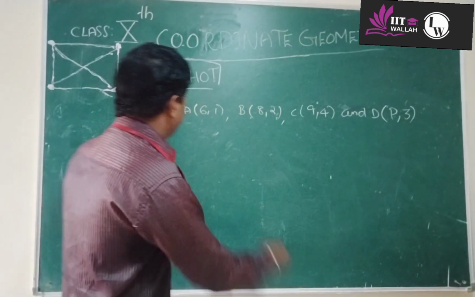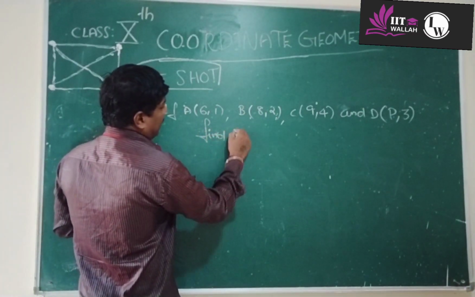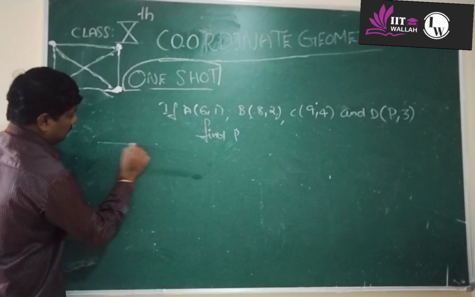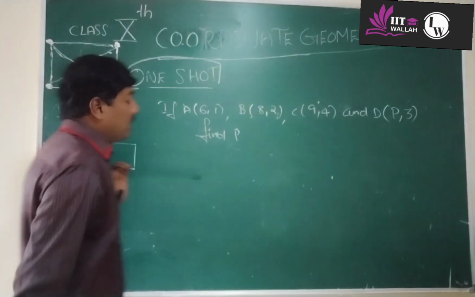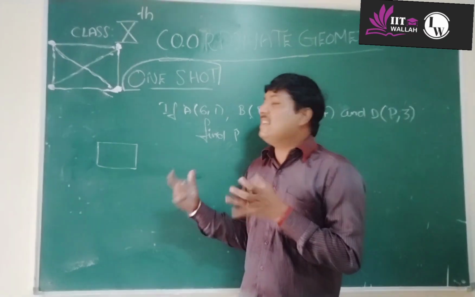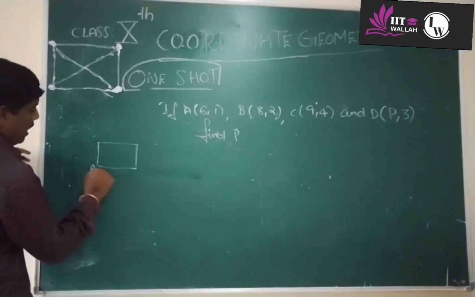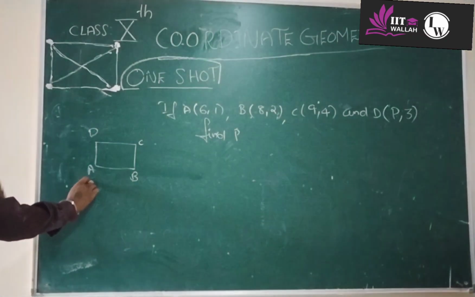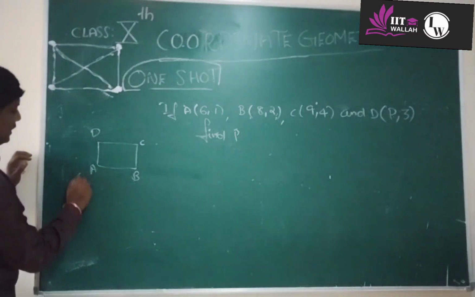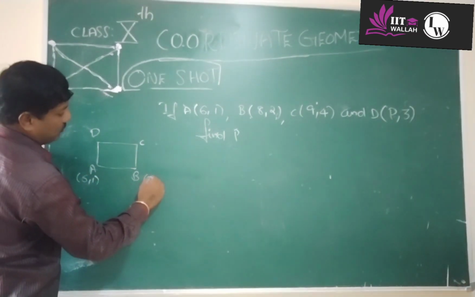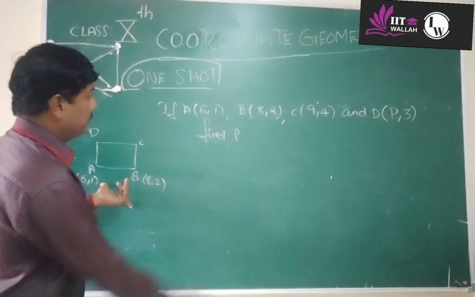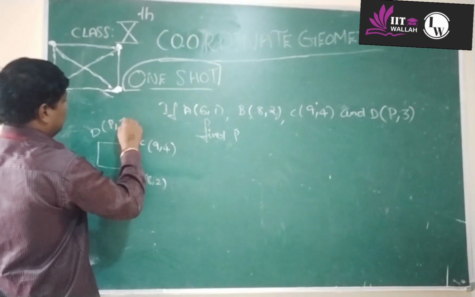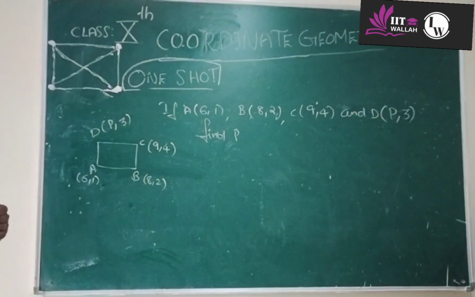Okay, then find p. So taken in order, we can draw a parallelogram roughly. In this chapter, if the figure is required, you draw a figure, then you can easily solve any problem. So in order A, B, C, D. Usually this is the order, A, B, C, D. So A is (6, 1), B is (8, 2). If you draw the figure like this, it is so easy. C is (9, 4) and D is (p, 3).